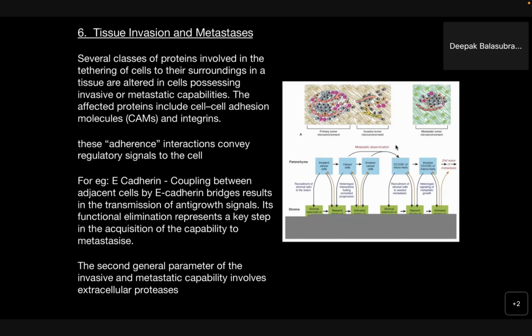There are various examples. The cadherin coupling between adjacent cells by E-cadherin results in the transmission of anti-growth signals, but that is lost. And there are several enzymes like proteases that also factor into these metastases.